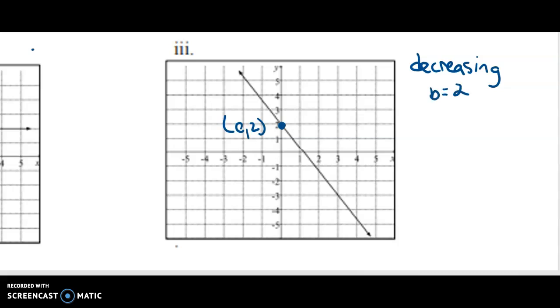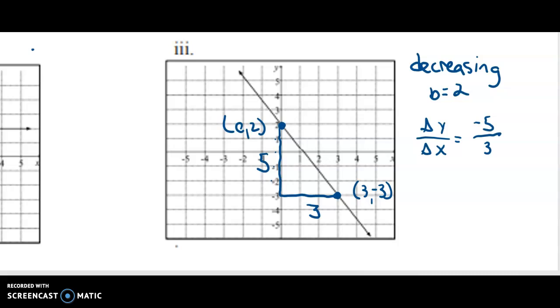To get my slope, I can take my point (0, 2) and identify another point on the line. I have (3, -3). Once again, I'm going to draw a right triangle. And this rise of 1, 2, 3, 4, 5 over my run of 1, 2, 3 is going to give me my slope. Slope, remember, is rise over run. Every time I go forward 3, I go down 5.